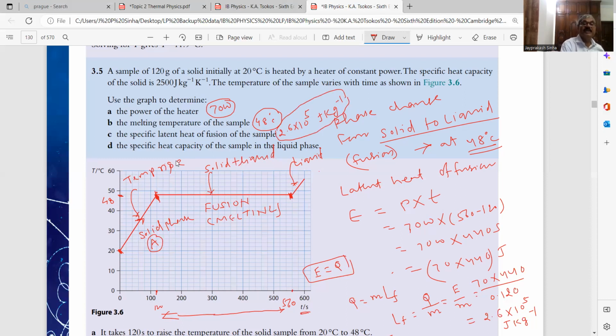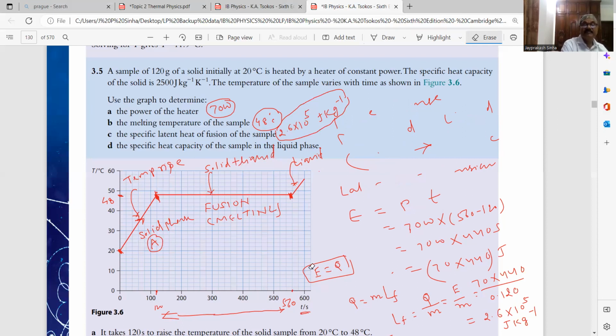Now we'll find the specific heat capacity of the sample in the liquid phase, means this phase. Okay. So here again we'll apply Q is equal to MC delta T, because here also there is temperature change. Okay. So just we'll erase it and make some space for writing. Hardly it will take 1 or 2 minutes.